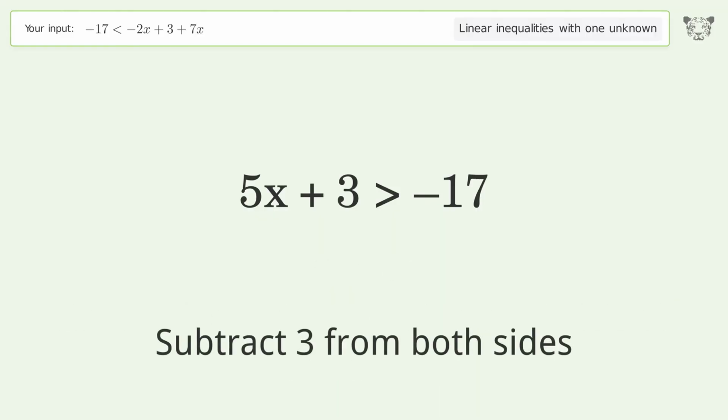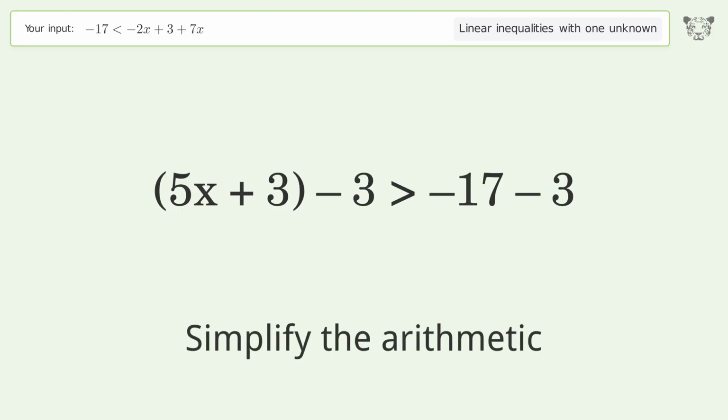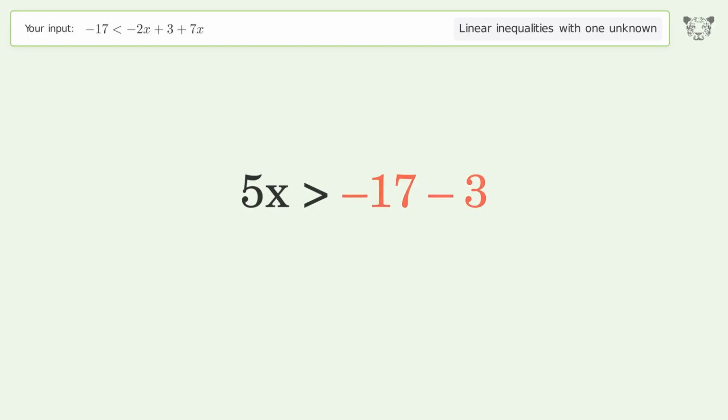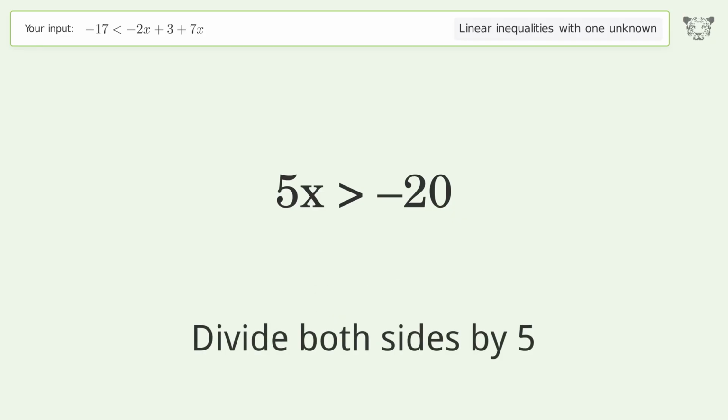Subtract 3 from both sides. Simplify the arithmetic. Isolate the x. Divide both sides by 5.